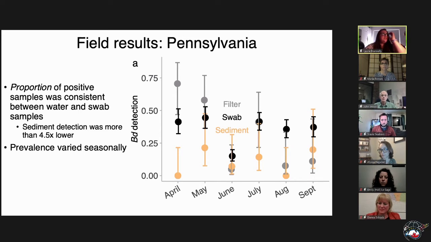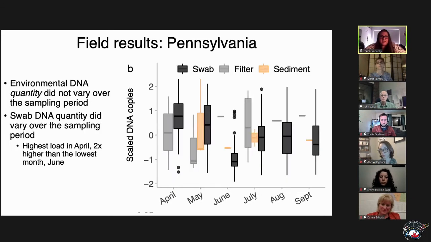So that's great. It can detect when BD is present in Pennsylvania. Now, if we look at the quantity of DNA detected, here we see that environmental DNA in the swab and in the sediment and in the filter was not consistent with the swab results. So the swab results, the frogs in quantity or infection load was similar to what we saw with proportion.